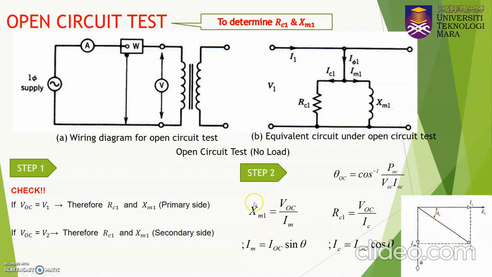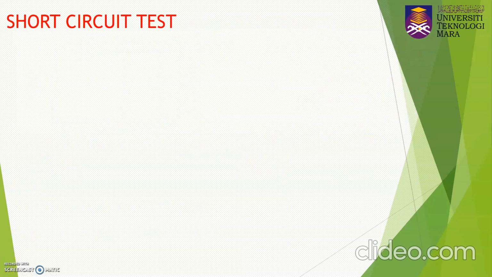So basically you need to memorize all these formulas in order to get the value of RC1 and also XM1. So that is for the open circuit test. The open circuit test is used to determine the value of RC1 and XM1. Next we go to the second test, which is the short circuit test.